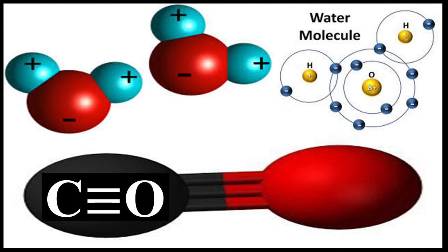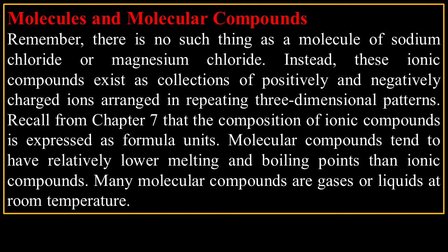We have single bonds there, approximately 109.5 degrees. Remember, there is no such thing as a molecule of sodium chloride or magnesium chloride. Instead, these ionic compounds exist as collections of positively and negatively charged ions arranged in repeating three-dimensional patterns. Recall from Chapter 7 that the composition of ionic compounds is expressed as formula units.